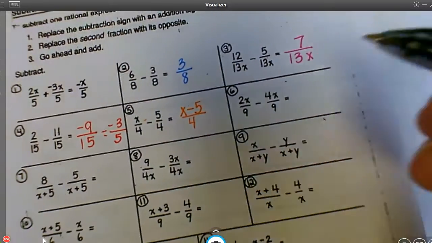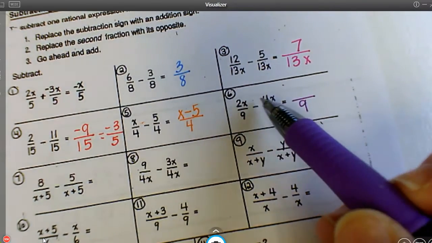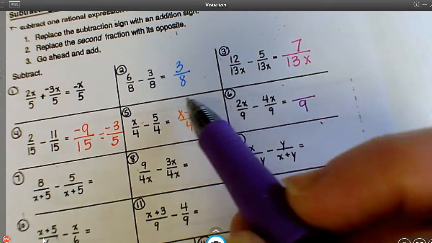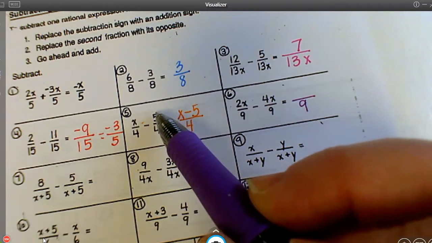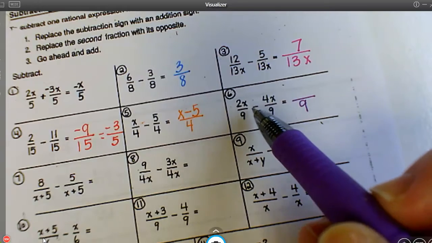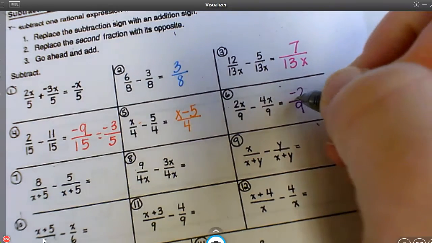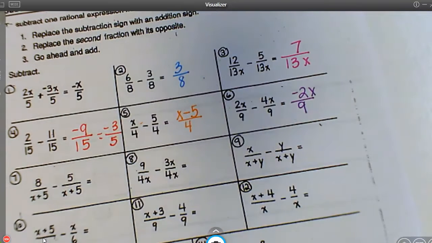On number 6, again the denominator is 9, the same. And then we want to subtract. These are like terms, not like the x and 5 in number 5. They are like terms, so I do want to combine them. 2x minus 4x, and I get negative 2x. Whenever you add or subtract with the x's, you keep the x and then you add or subtract the coefficients.